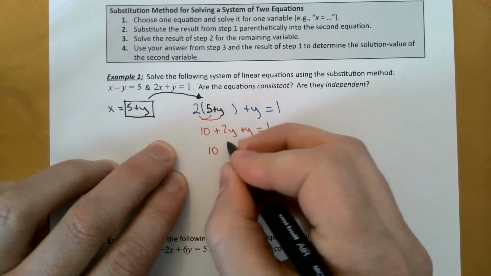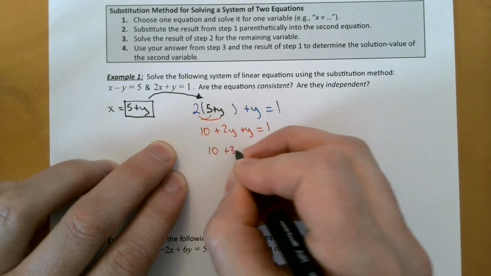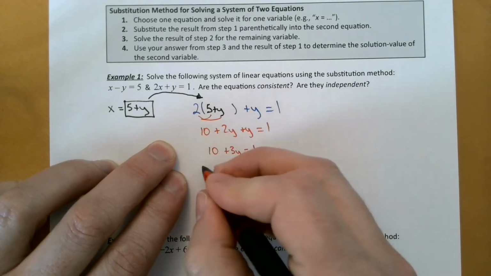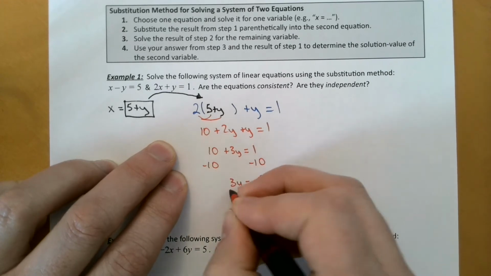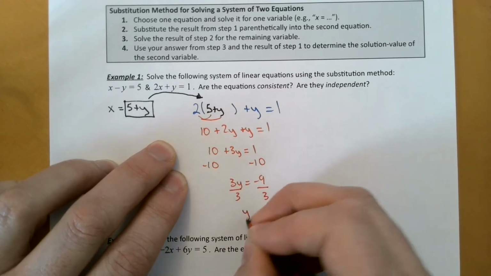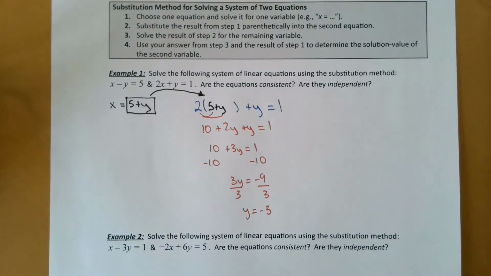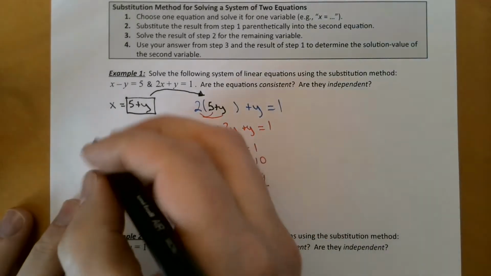I'm combining the 2y plus y. I'm getting 3y equals 1 minus 10, so subtracting 10 from both sides, I'm getting 3y equals -9. Oh, look at that. We love integer solutions. By the way, don't think that if you get a fractional solution, you've done something wrong. Potentially you have. A lot of times mathematicians, when we hand you these problems to practice, like to give you clean solutions.